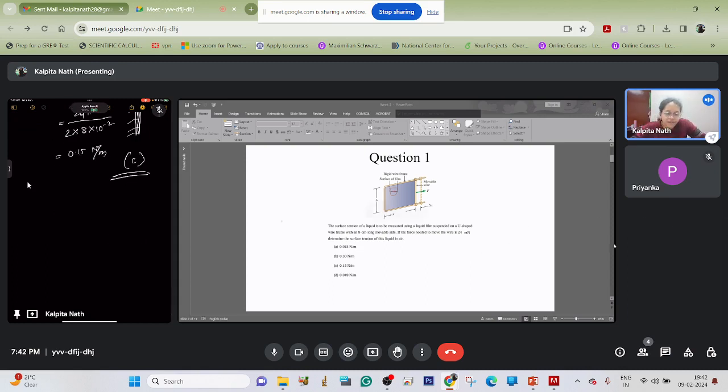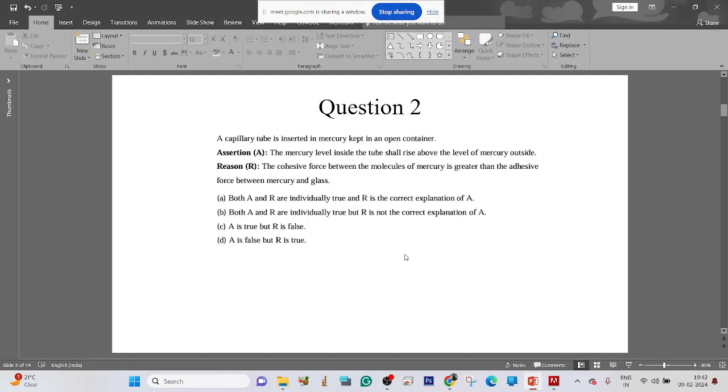Let's move to the next question then. A capillary tube is inserted in mercury, kept in an open container. The mercury level inside the tube shall rise above the level of mercury outside, obviously, or the cohesive force between the molecules of mercury is greater than the adhesive force between the mercury and glass. So what is happening? Tell me, which of them are true? Which of the both of the sentences? Is one true, or a true, or the reason is true, or both of them are true?